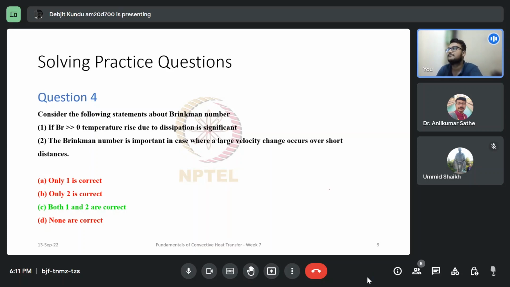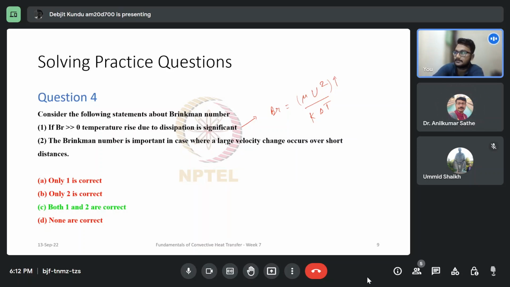So once again, if Brinkman number is much greater than 0, this signifies that the Brinkman number... How did we write that down? So mu into u square divided by k delta t. So Brinkman number being much greater than 0 means this numerator is pretty high. So simply we can think of where the velocity is pretty high, and velocities being pretty high is usually associated with the gradients being pretty high as well, and that results in a significant viscous dissipation.